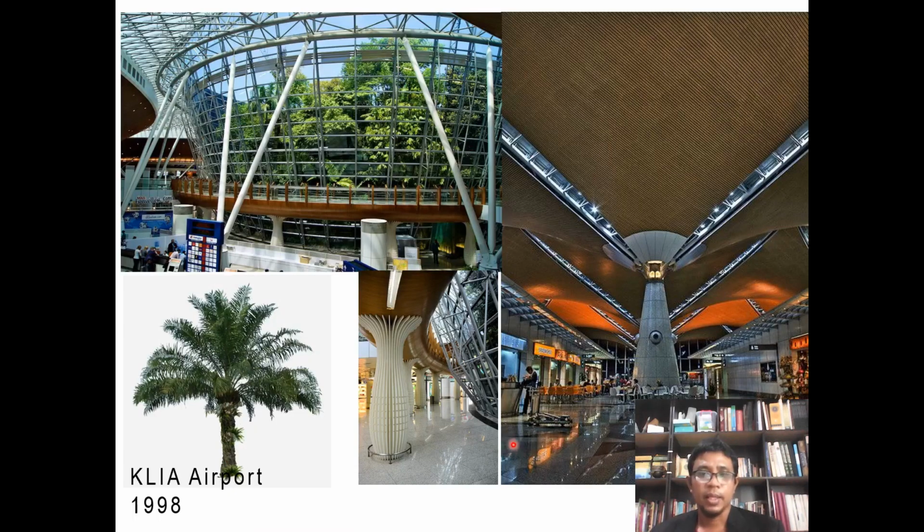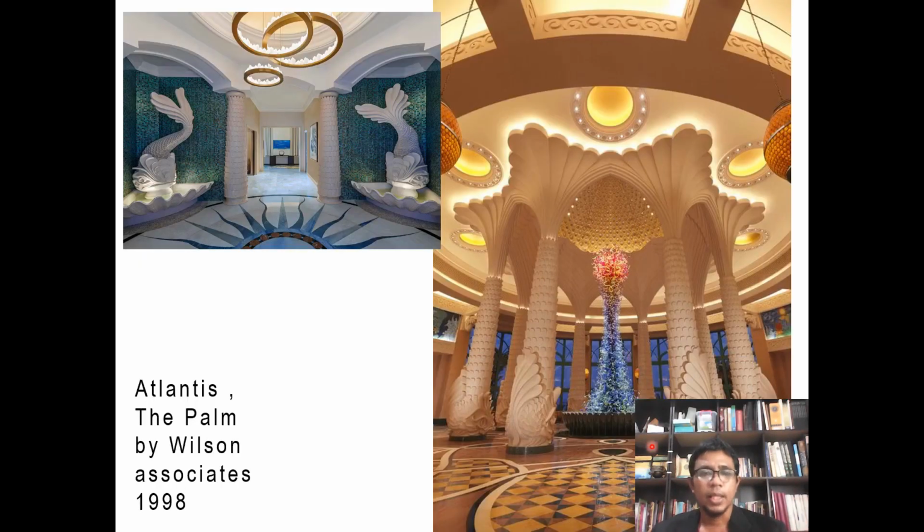Okay, in Malaysia, the KL International Airport also uses the forest, the palm tree, kelapa sawit, applied in the design. We can see here in the column, the use of the column, and the roof inspired by the leaf of the palm tree. In 1998, the Atlantis, The Palm hotel in Dubai.